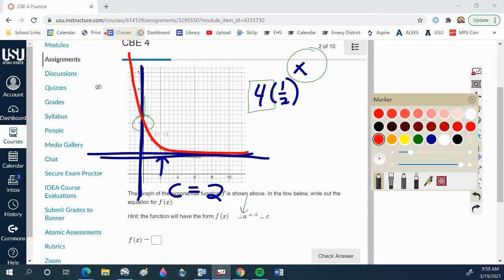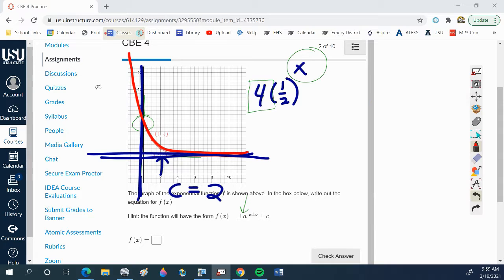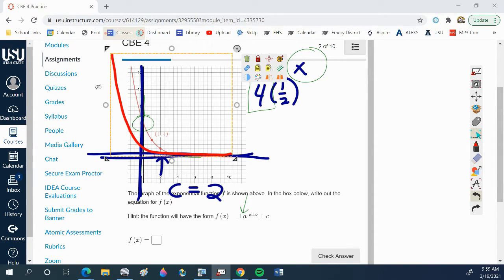How far? 2 times. So if I move this left 1, 1, 2. Now it hits at 1. Okay? So that was the original graph. So to take the original graph and move it and land where I am now, I have to move it right 2, which turns into an x minus 2.